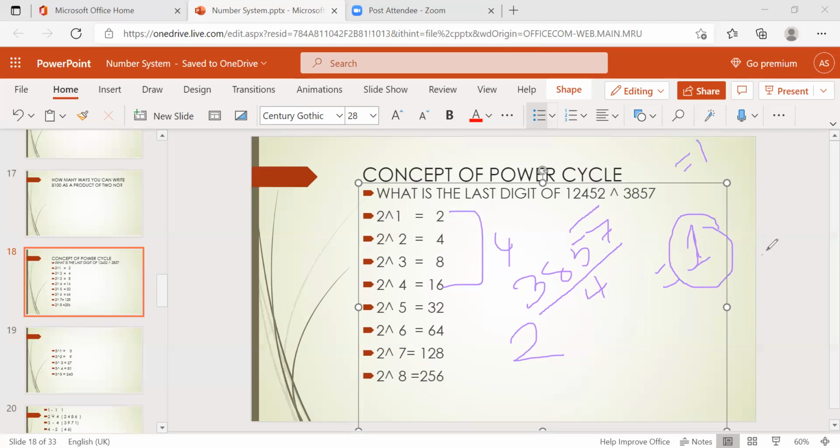If I got 1 as the remainder, then what is the connection between 1 and this power cycle? You need to know. First of all, I said the power cycle is 4, with 2, 4, 8, 6 repeating. Then I divided whatever power was given by 4, and got remainder 1. Then how do we utilize this remainder to find the number? Here 2 power 1 is there, so remainder 1 corresponds to 2 power 1.